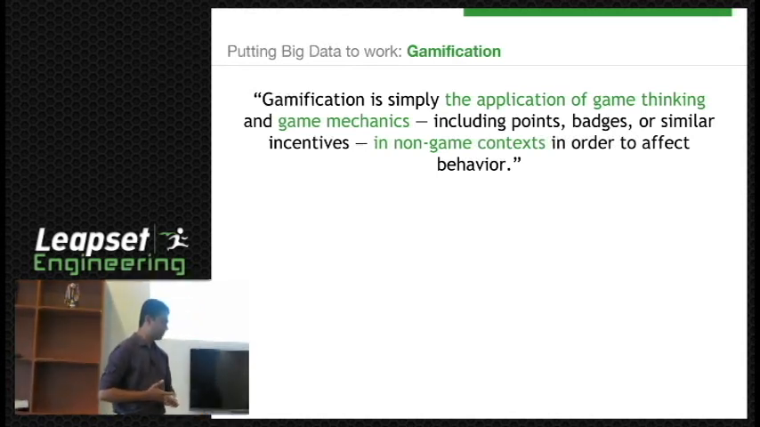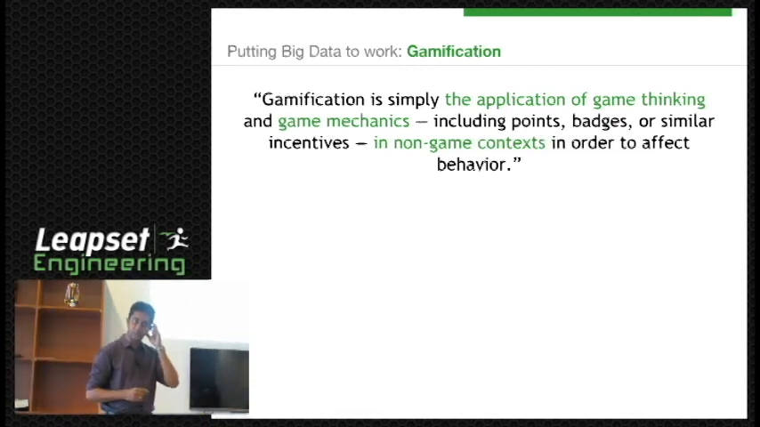And I'd like to introduce you to this concept called gamification. How many of you have heard of this word before? Gamification is simply introducing gaming-like activities to non-gaming contexts, right? Adding that playfulness to the application.